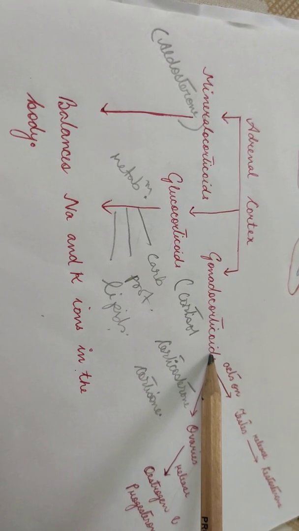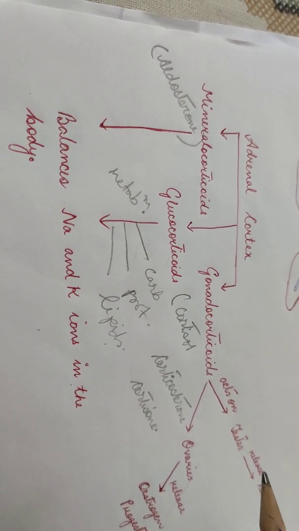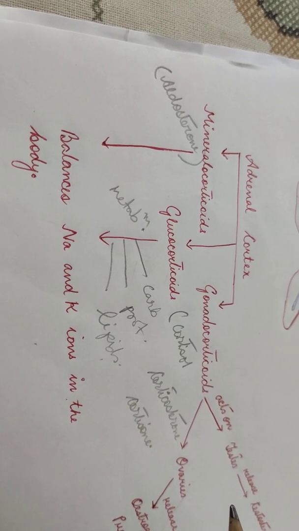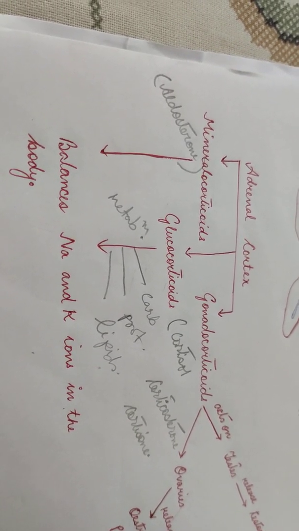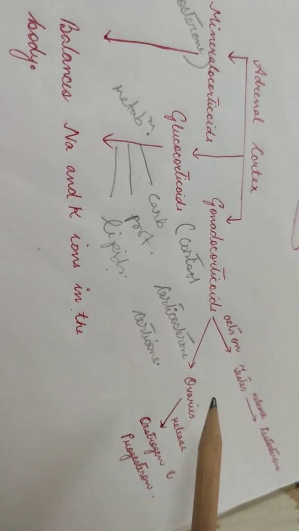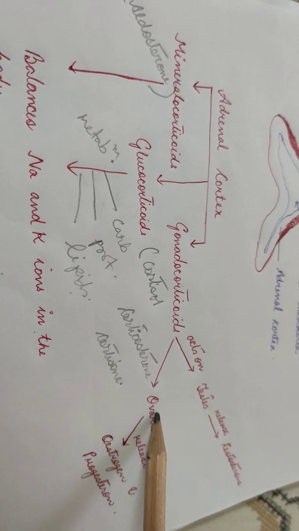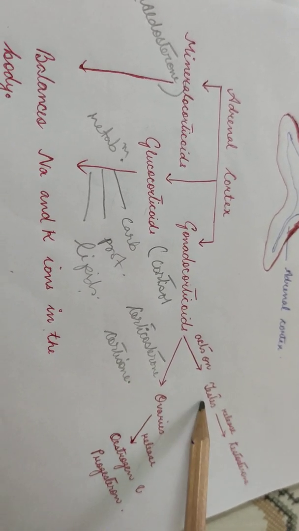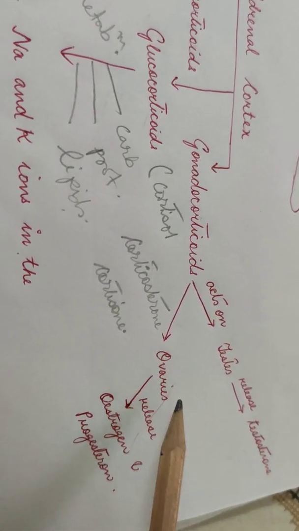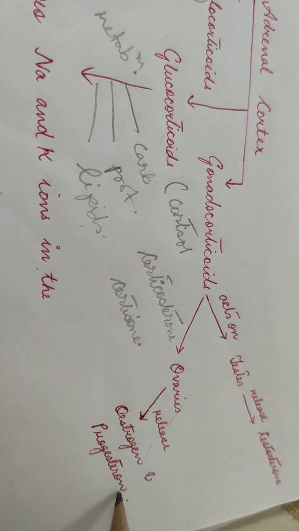Gonadocorticoids. Gonadocorticoids are secreted by both the zona fasciculata and zona reticularis of the adrenal cortex. These hormones are also called sex hormones of adrenals. Why? Because they act on testes and ovaries, that is gonads. They act on testes to release testosterone and on ovaries to release estrogen and progesterone.